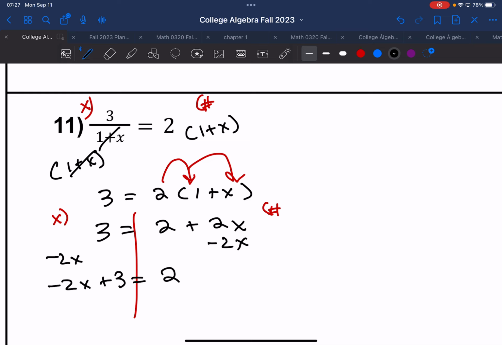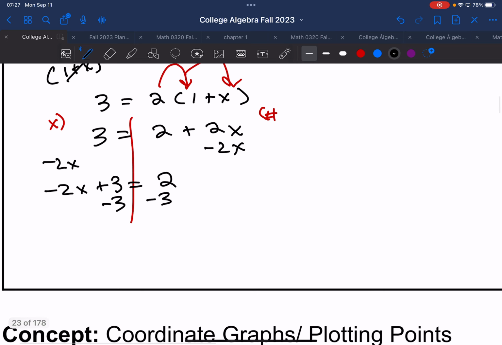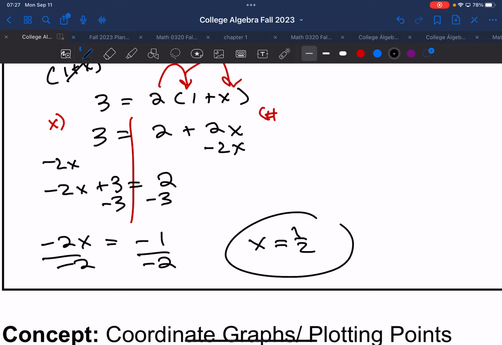What's my next step? Subtract 3. And I get negative 2x is equal to negative 1. What's my last step? Divide by negative 2. And I get x is equal to 1/2. Why is it positive? 2 negatives make a positive. Good. That's a 1/2. Would you accept 0.5 as the answer? Yeah, I would accept 0.5.